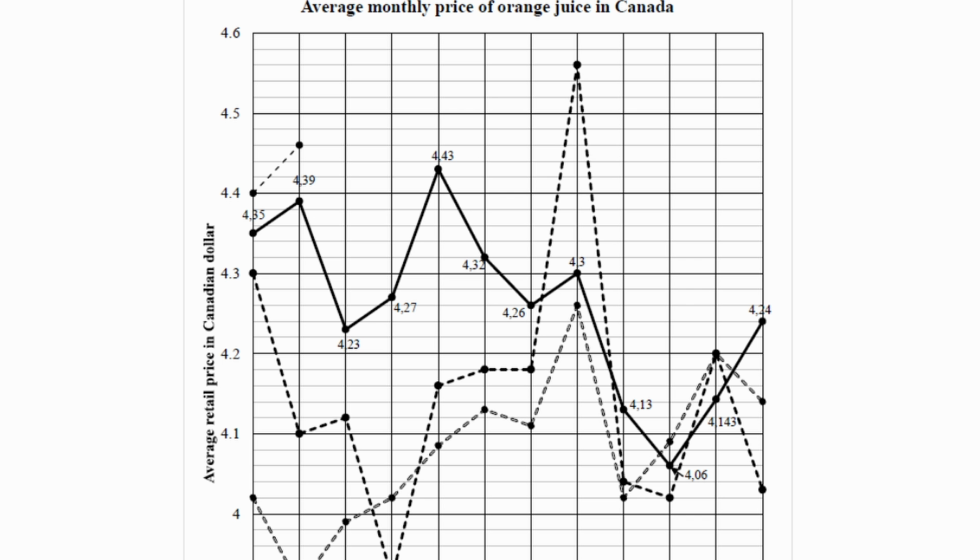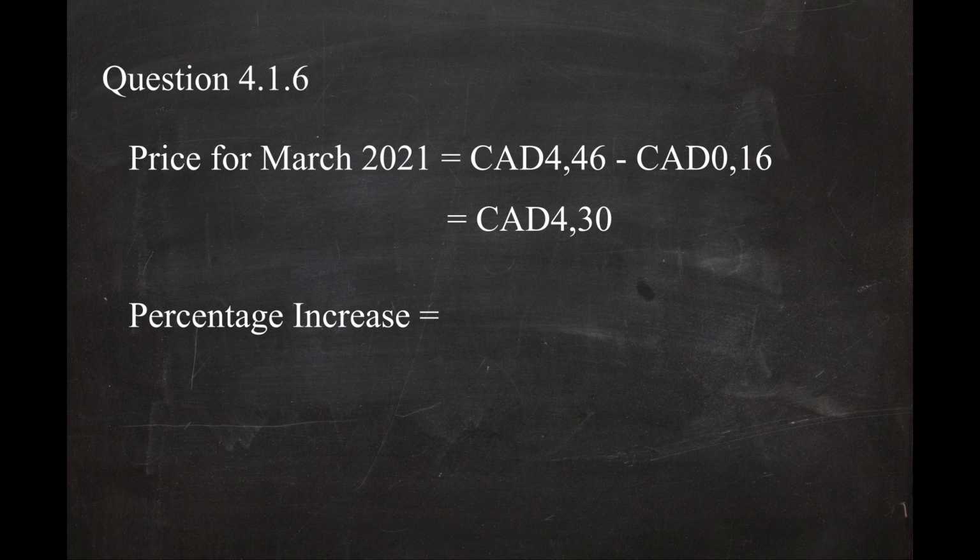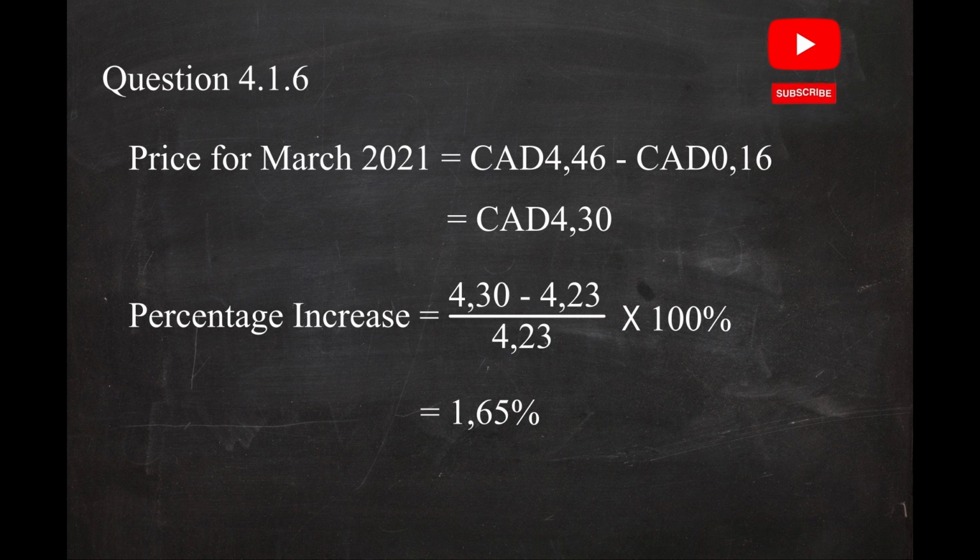Now the old value in the formula is the price of the orange juice in March 2020. The price of the orange juice in March 2020 is read off the graph as 4.23 Canadian dollars. Now, substituting these values into the given formula like this will give you a percentage increase of 1.65%.